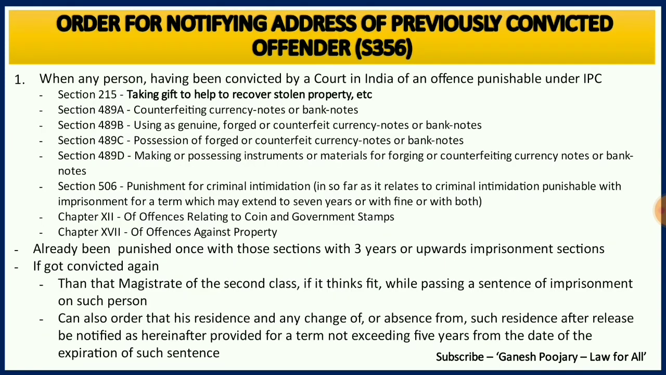Then comes section 356, which is very important as far as previously convicted offenders are concerned. Now there are 6 subclauses and I am going to discuss subclause 1 with the help of an illustration. Imagine there is one Mr. A and he has already been convicted once under the IPC section maybe 215 or 489 A, B, C or D, or under section 506 or under chapter 12 or under chapter 17. Now the punishment was more than 3 years and this punishment was given by an Indian court. That is one of the necessary important requirements.